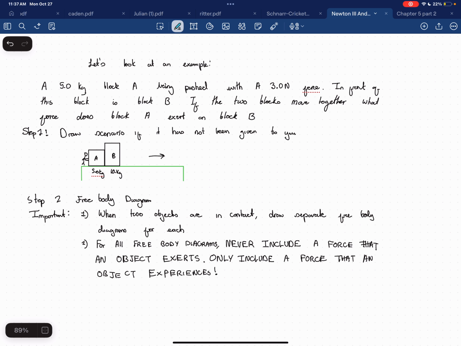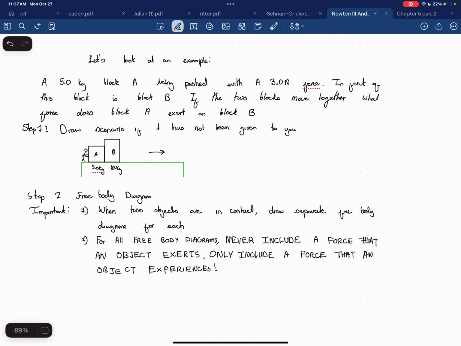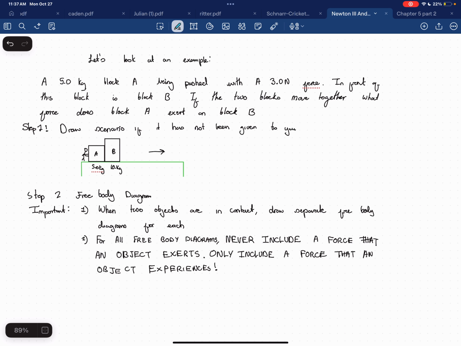Let's look at an example. A 5 kg block A is being pushed with a 3 Newton force. In front of this block is block B. If the two blocks move together, what force does block A exert on block B?